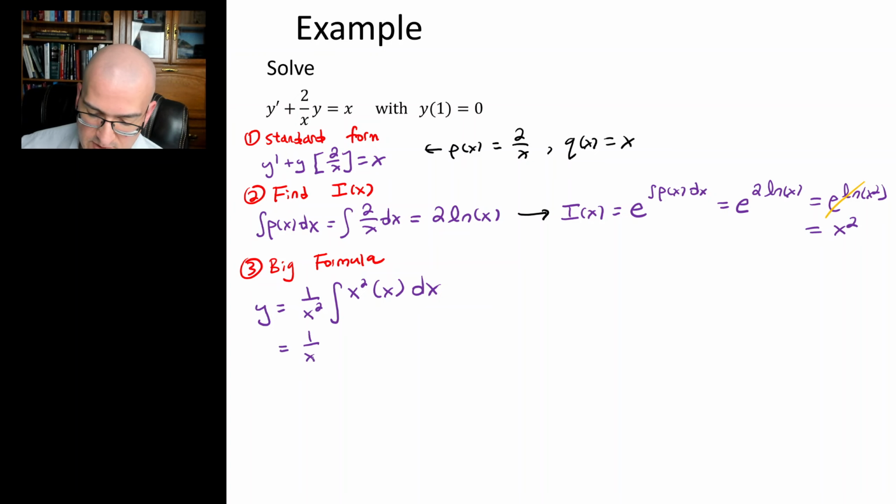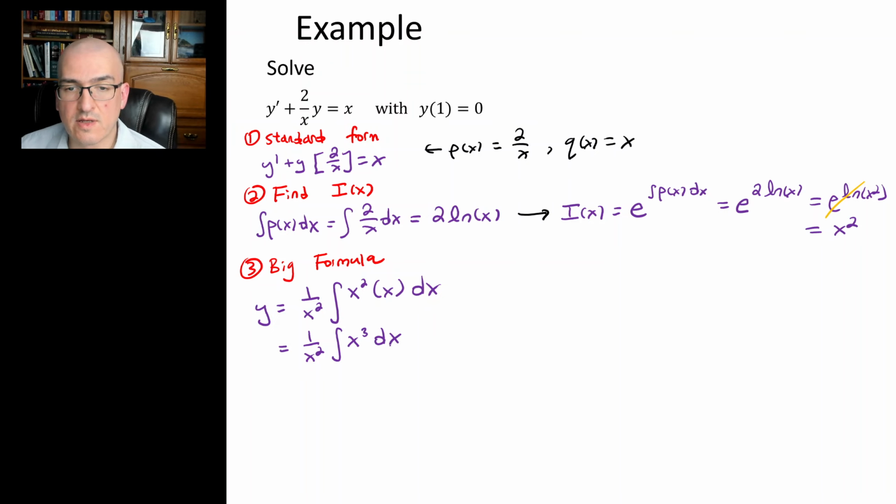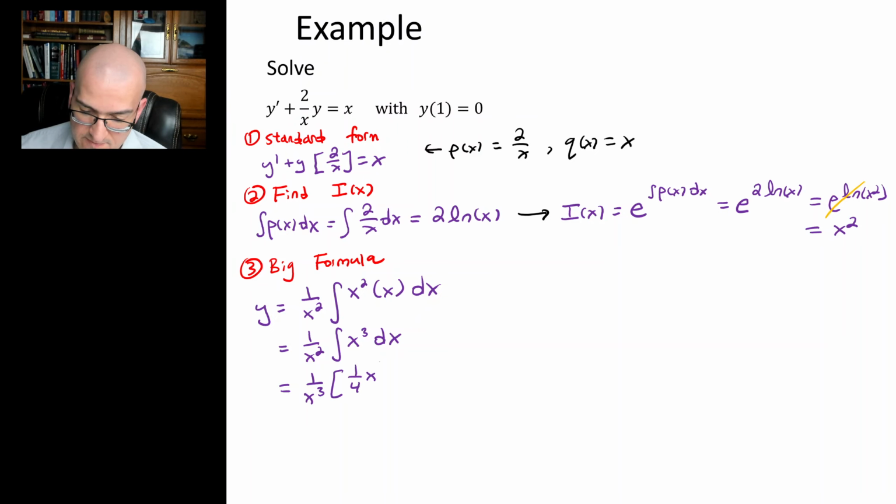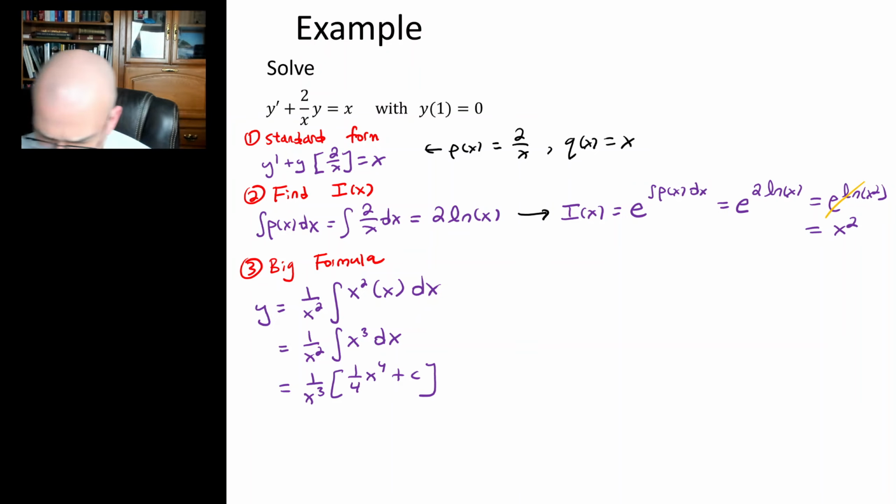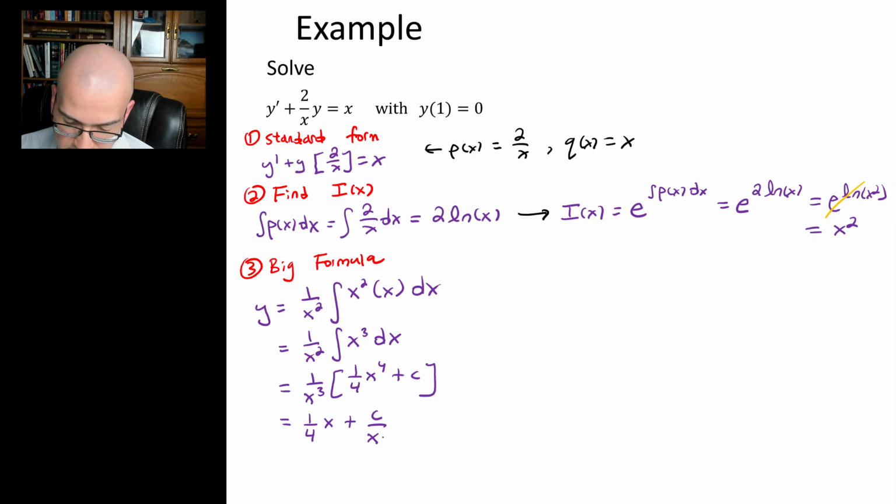So 1 over x squared times the antiderivative of x cubed. After simplifying, we can take the antiderivative of x cubed. We get 1 over 4 x to the power 4 plus c. And then multiply the 1 over x squared in. So we get 1 over 4 x squared plus c over x squared.